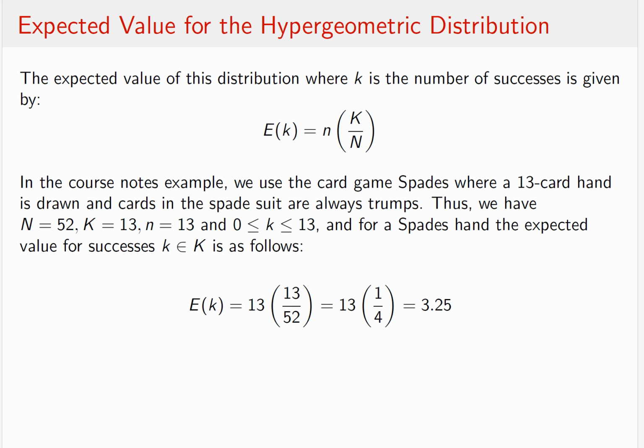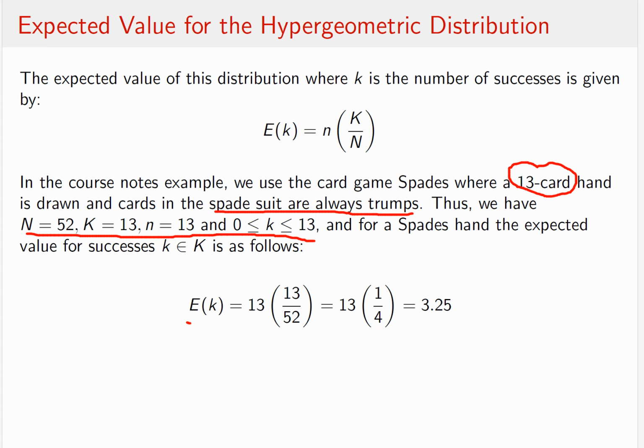So if we're looking to analyze the card game Spades, we have a 13 card hand. In a 4-player game, every player gets dealt 13 cards. The reason the card game is called Spades is because spades are always trumps, so they're always the valuable cards to have. From the previous slide, we have capital N equals 52, capital K equals 13, lowercase n, we're drawing 13 cards, and k is the number of successes, and we can have between 0 and 13 successes.